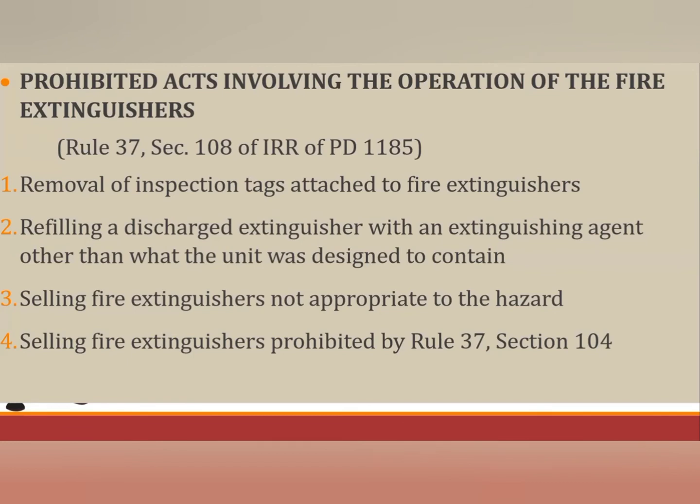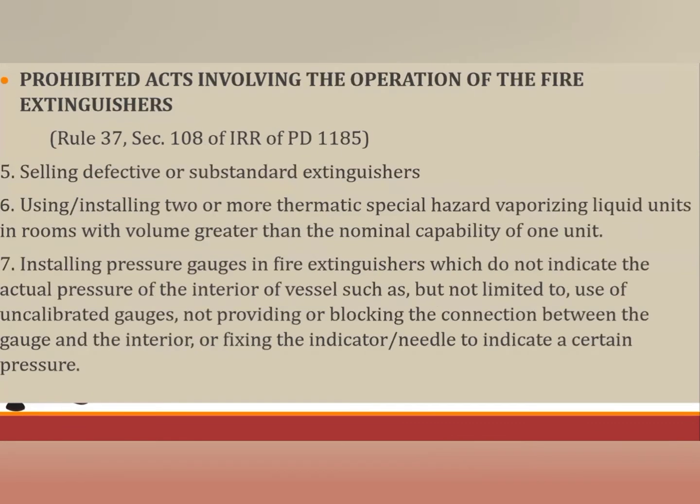Next is selling fire extinguishers not appropriate to the hazard. And the next one is selling fire extinguishers prohibited by Rule 37, Section 104. And what are those prohibited acts involving the operation of fire extinguishers? Take note of this. It is located in the same law, pursuant to Rule 37, still under Section 108. It is a continuation of the prohibited acts.